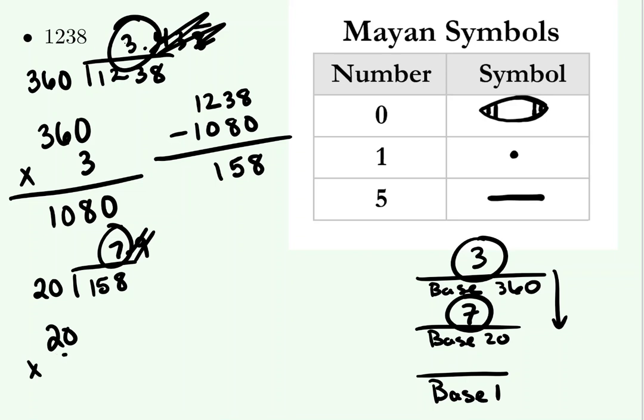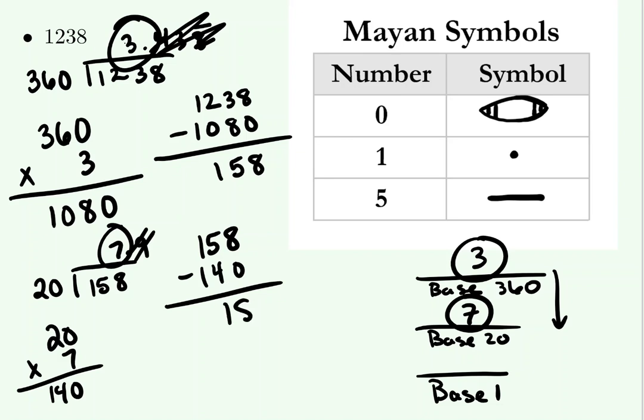20 times 7 would be 140. Now we wanted to account for 158, and through base 20, we got as close as 140. Subtracting those, that says we still have 18 left to account for in base 1. So base 1 would be 18.